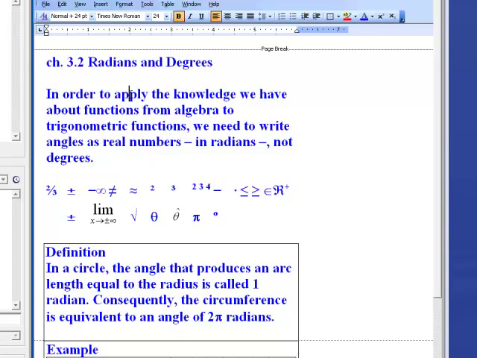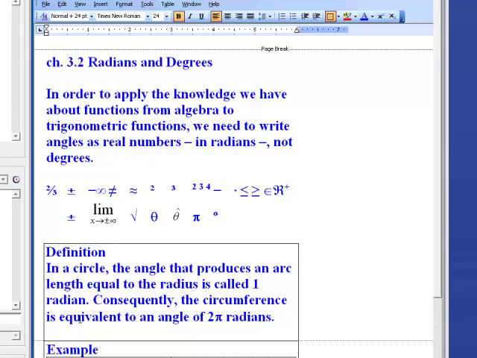In order to apply the knowledge we have about functions from algebra and trigonometric functions, we need to write angles as real numbers, and that is in radians, not in degrees. By definition, in a circle, the angle that produces an arc length equal to the radius is called 1 radian.